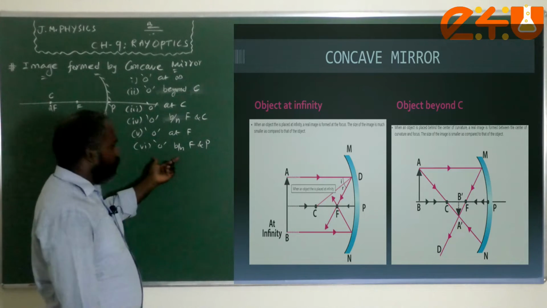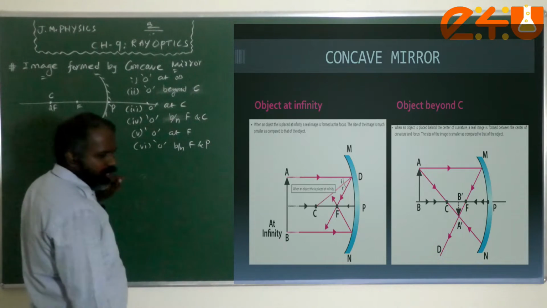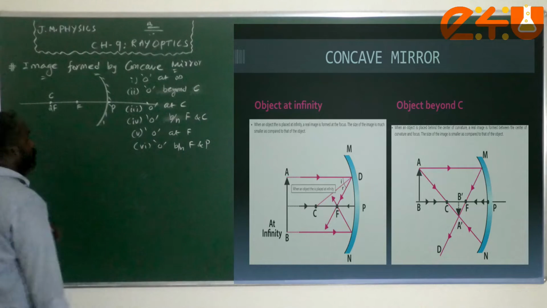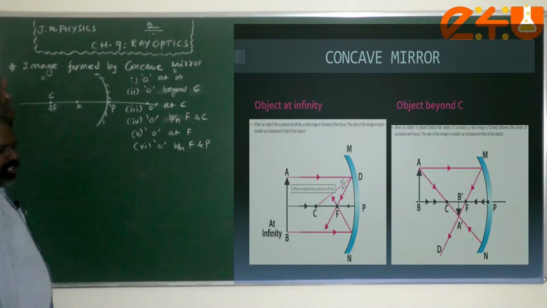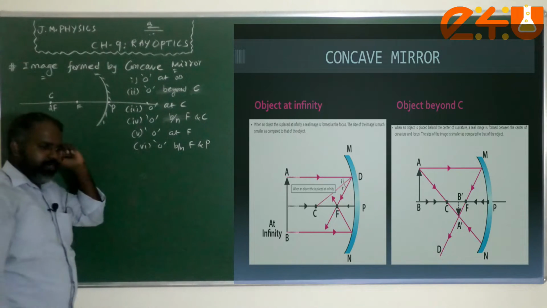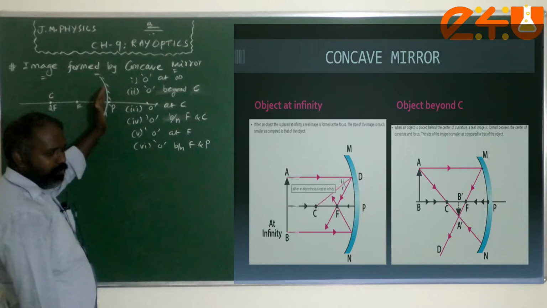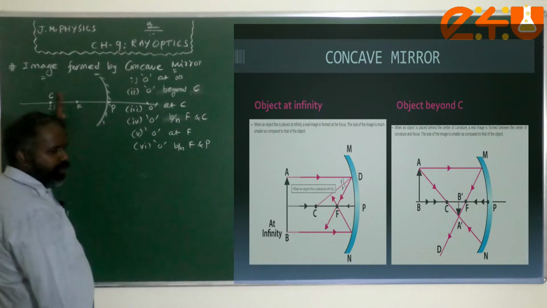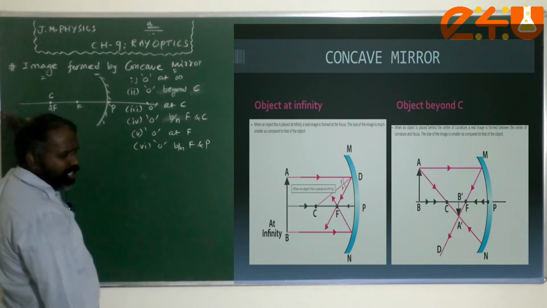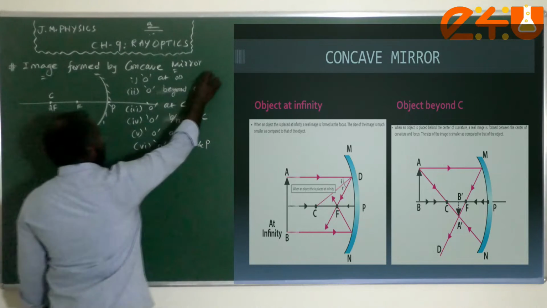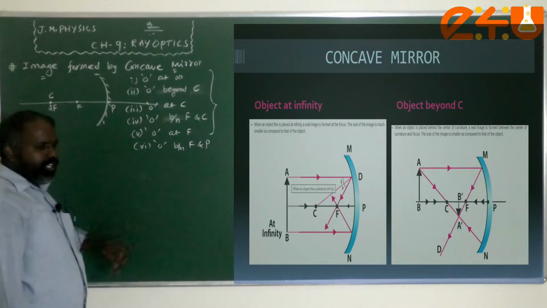The one simple logic I can give you: whenever the object is approaching the mirror, keep that point alone in mind to write the property of the image. Whenever an object is approaching the mirror, the image will be moving away from the mirror. That means when the object comes closer to the mirror, the image moves away from the mirror, increasing in its size. For the possible positions 1 to 5, that logic can be applicable.